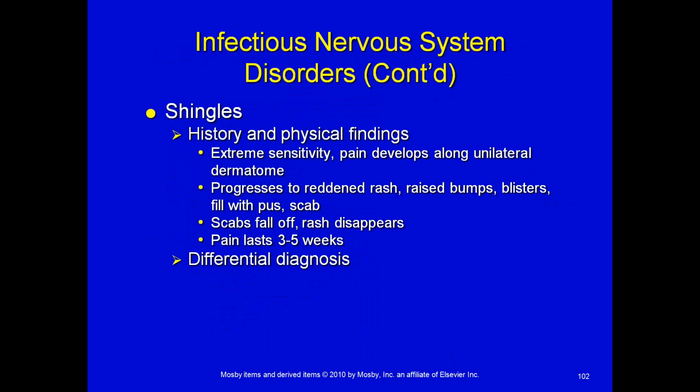So the patient's extremely sensitive. Pain develops along a unilateral dermatome. It progresses to a reddened rash, raised bumps, blisters filled with pus, and they eventually scab over. Scabs fall off and the rash disappears, and the pain can last 3 to 5 weeks. A friend of mine got shingles on the lower part of his back, and it was closer to 3 to 5 months before he saw any sort of relief from those shingles, using everything that they could throw at it.